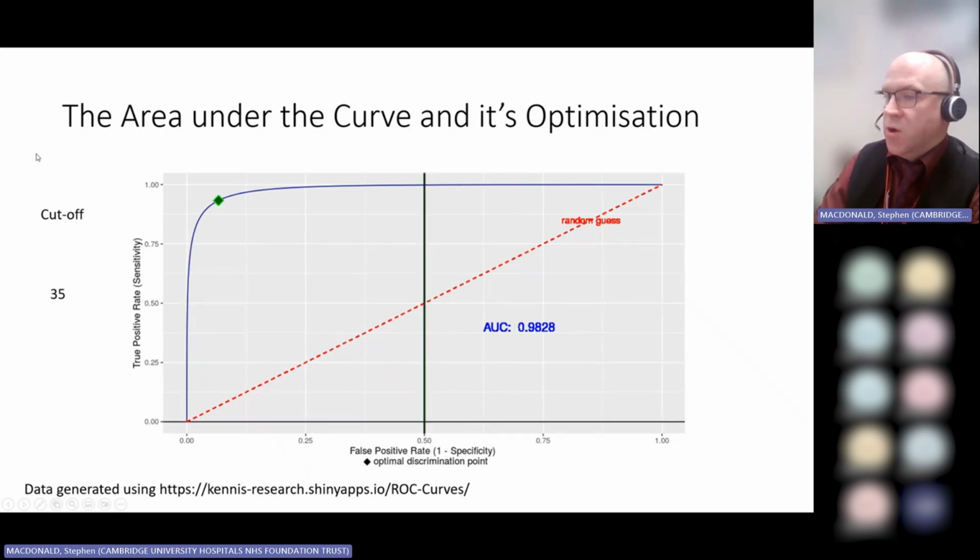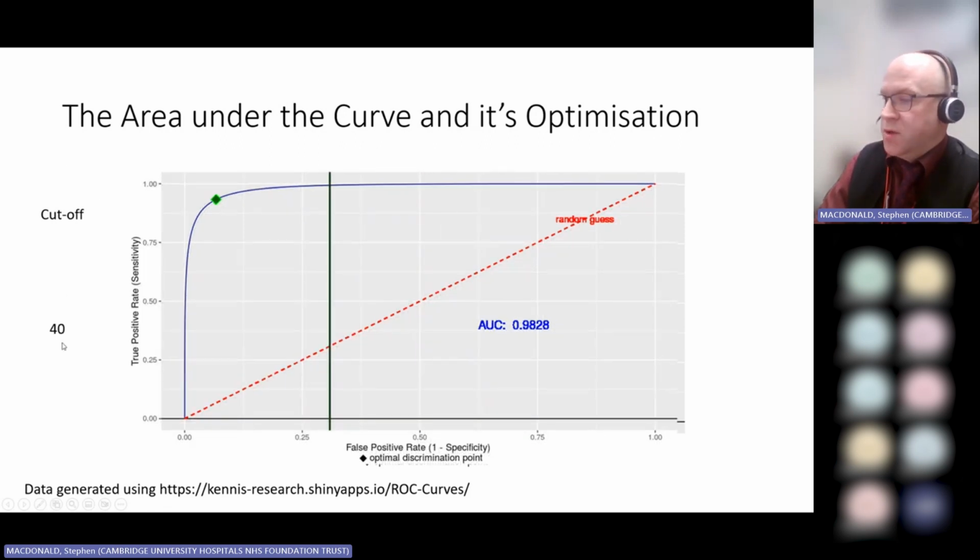If we change the cutoff, you can see from the animation there that line is now shifted a bit. We still have 100% sensitivity, but our false positive rate is decreased. So let's change the cutoff a little bit more to 40. Again, the false positive rate is still coming down, but still unacceptably high.